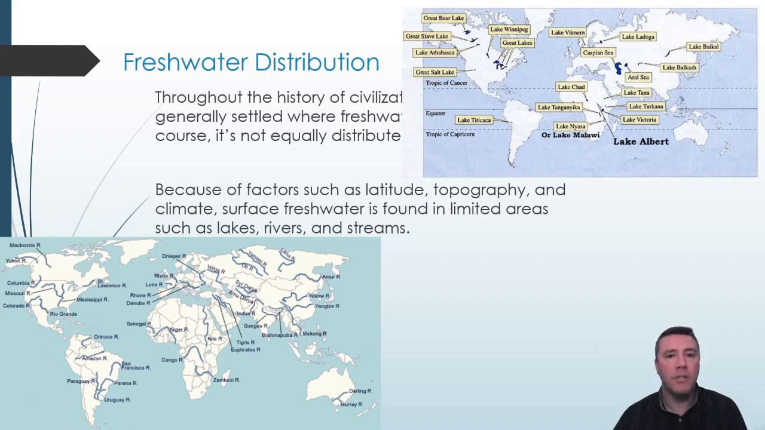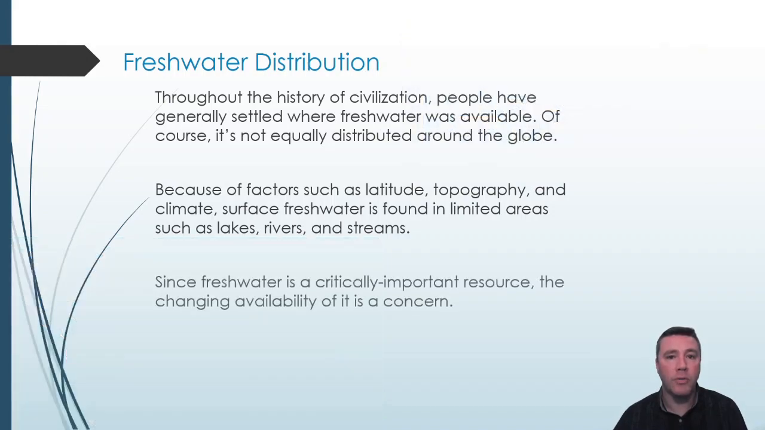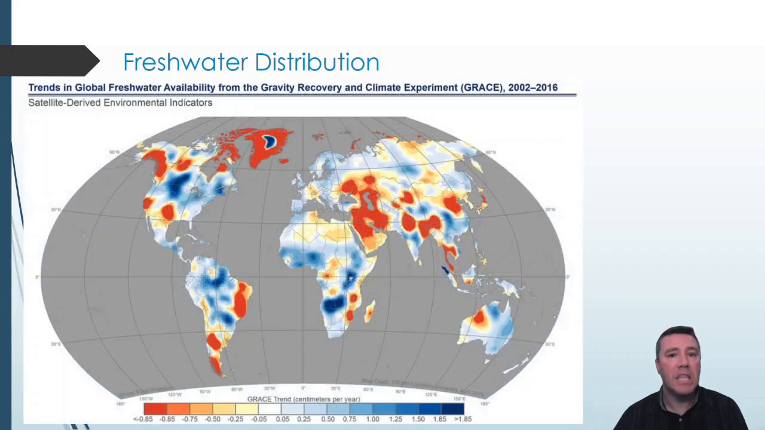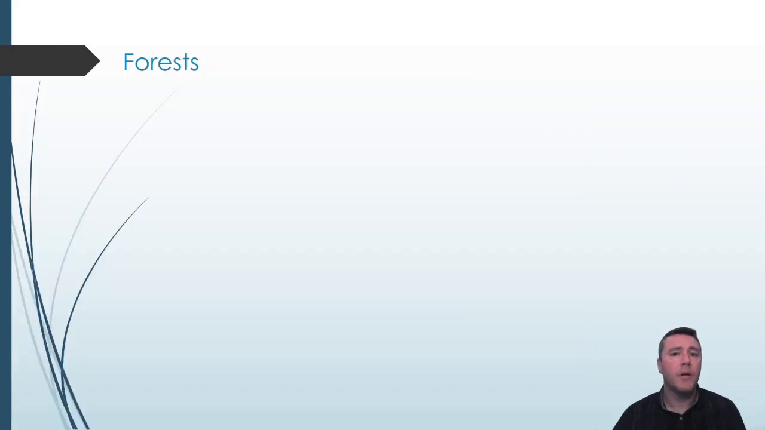Because fresh water is an important resource for agriculture as well as drinking purposes, its changing availability is of great concern. These data were collected in the early 2000s and illustrate places on Earth that have been showing a decrease in freshwater availability, the red and orange regions, as well as the locations showing an increase in freshwater availability, the blue areas. Another important habitat resource are forests.